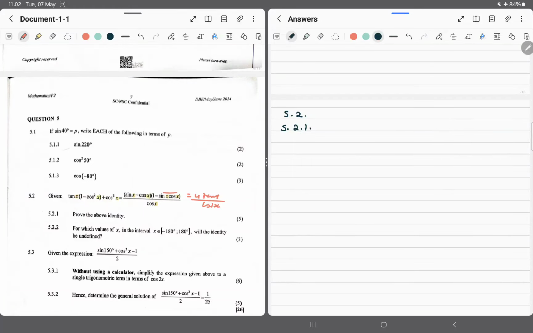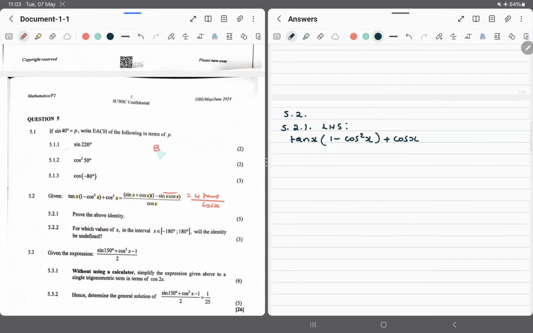So 5.2.1, we can say the left hand side is such that tan x into 1 minus cos squared x plus cos x. Now we can see that here we need to play a very long game, because we need to create as many terms as we can on this expression so that we have at least 4 terms, so that we can try this factorization by grouping, and perhaps it's going to work.